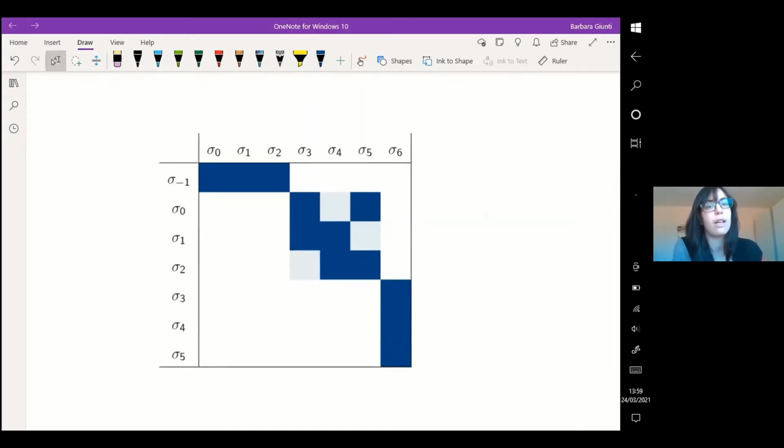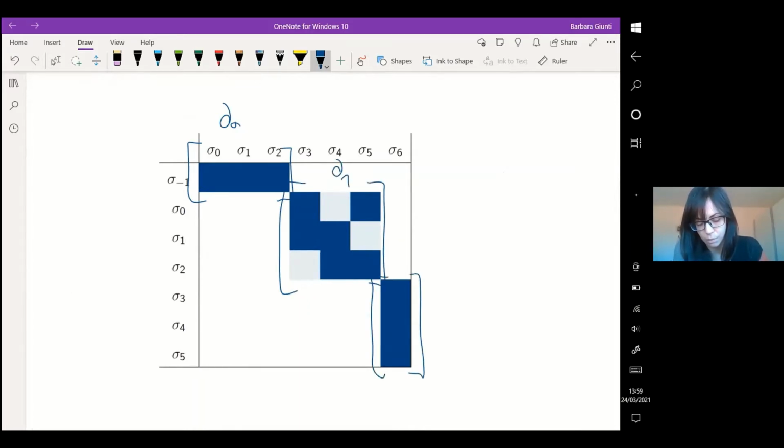Now, these are actually boundary matrices: this is D0, the boundary matrix in degree 0, here is D1, and here it is in degree 2. In this case, I'm working over Z2, which means that these dark squares are 1s for me. And also, every time I add two of them, I get 0.